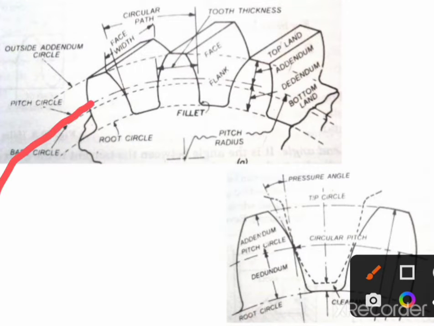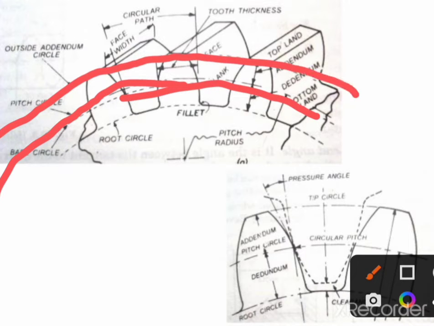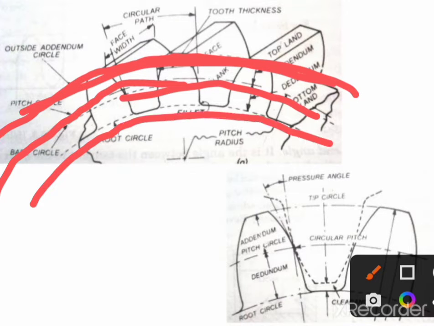Here we will review the basic terms which we have seen. This is the pitch circle, this is the addendum circle, and this is the dedendum circle, which we generally call the root circle. The radial depth above the pitch circle till the tip of the tooth is the addendum, and the radial distance from the pitch circle to the root of the tooth is the dedendum. Is this concept clear?